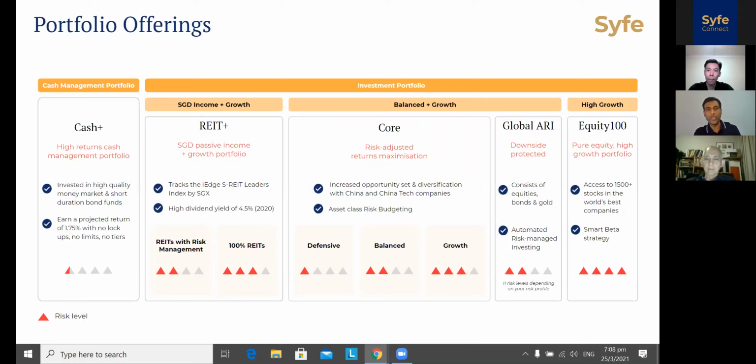In our case, the way we think about it is, alongside growth, you also want to balance it with risk, your own risk appetite. And that is achieved by combining the equity with other asset classes such as bond and gold. So if you look at the right-hand side, our core portfolios, Global ARI portfolio and Equity 100 portfolio, all of these basically cater to your growth bucket. The way to understand this would be, Core Portfolio Defensive is dominated by bonds. So it's a conservative portfolio. Mainly people use it to preserve their capital, but at the same time get a return which is greater than inflation. So that's your defensive.